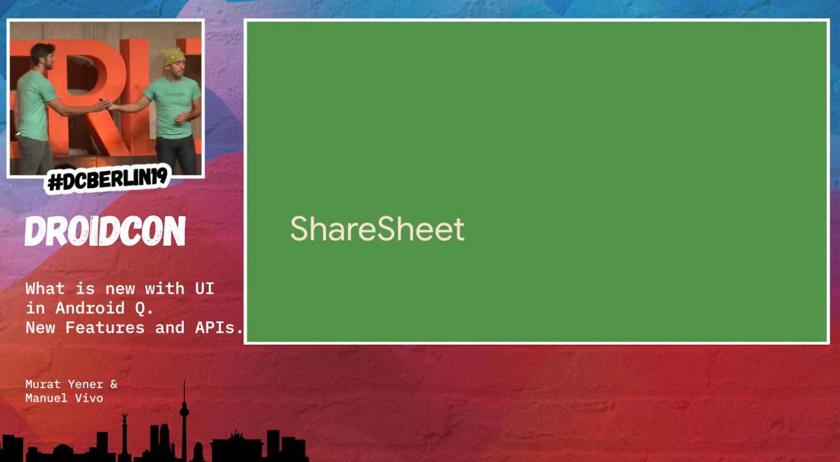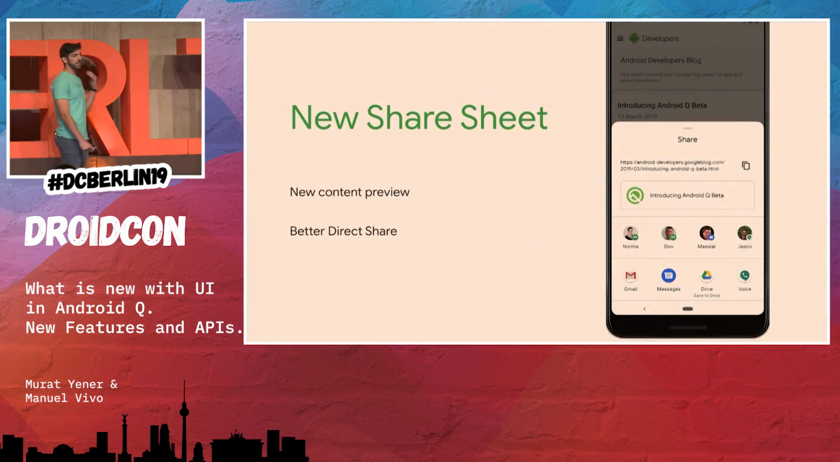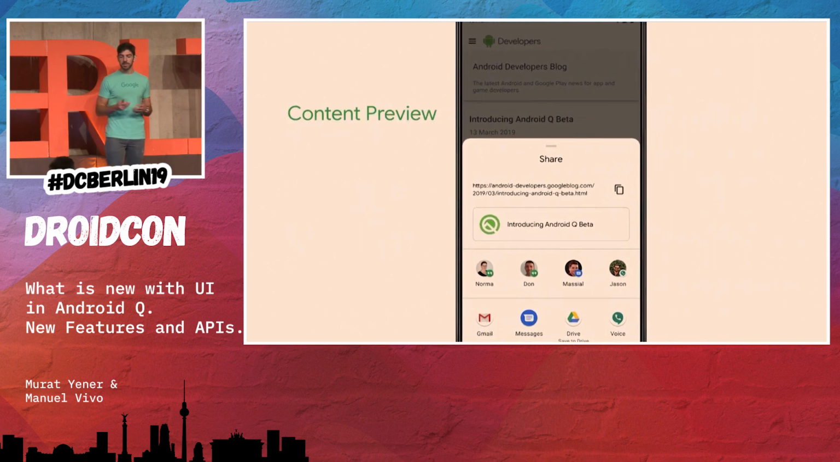Cool. Let's share some news. Yeah, new in Q, we have a new share sheet. We have a simplified and enhanced new UI as we introduce the new content preview, and also a better and more performant direction. So let's start with UI. This is what happens in Android Q when you want to share some text. As you can see, we are trying to share a link to the Android documentation.